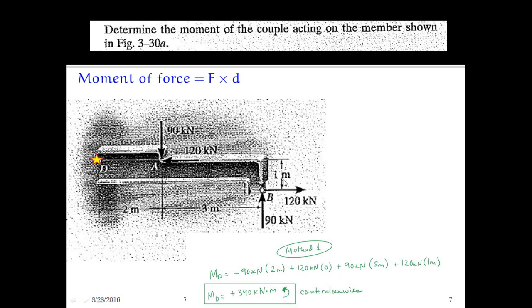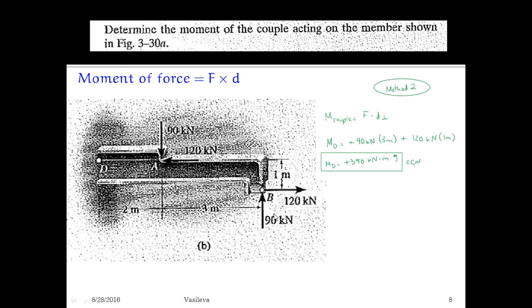And then finally we look at this 120 kilonewtons. So at first you might think, oh, it's parallel to point D. But no, it's not. It's actually 1 meter off of point D. So 120 kilonewtons is going to end up pushing this way, and it's going to cause a rotation that is counterclockwise. So it's also going to be positive. And the perpendicular distance to D is 1 meter. So 120 times 1, and once you sum all of these, you get 390 kilonewton-meters. And because it's positive, we know that the overall rotation is going to be counterclockwise. So I feel like that's pretty straightforward.